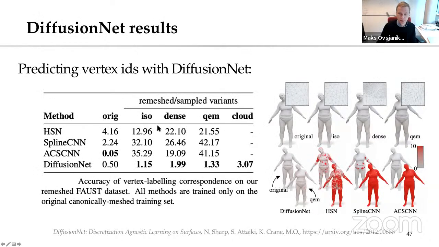So another thing I wanted to show is predicting vertex IDs with DiffusionNet. Here is the same problem that I mentioned earlier, where we train a network to predict the ID of the vertex on the template. This is using a cross-entropy loss, right? And what's interesting is that if you train for this prediction on the original dataset, we don't overfit.